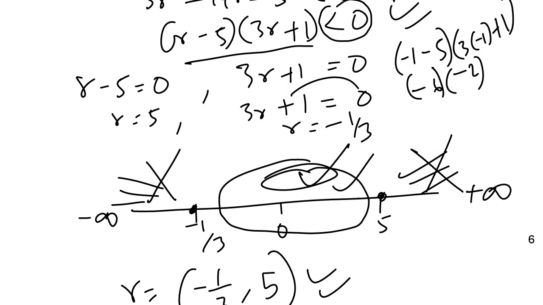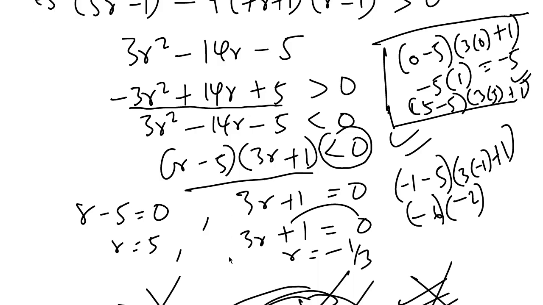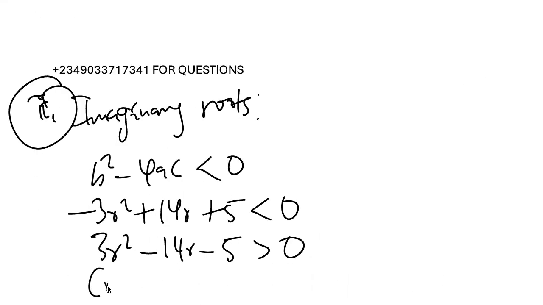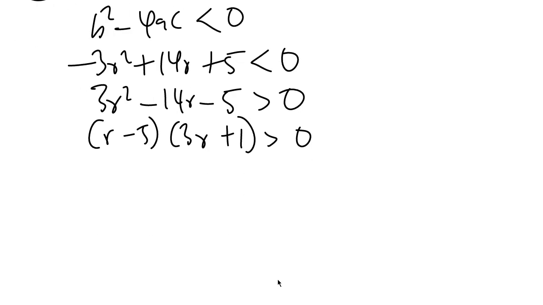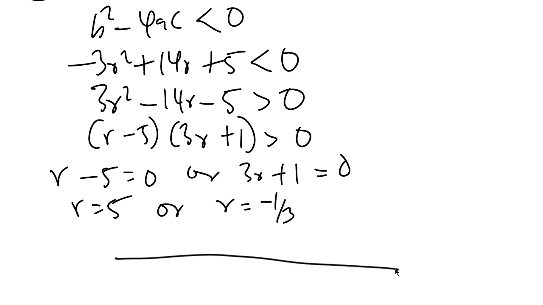So on factorization, what did we get? We got r minus 5 into 3r plus 1. That means r minus 5 into 3r plus 1 should be greater than 0. So this is now the quadratic inequality you will solve. So equate each component to 0. That will be r minus 5 equal to 0 or 3r plus 1 is equal to 0. So that means that r is equal to 5 or r is equal to negative 1 over 3.